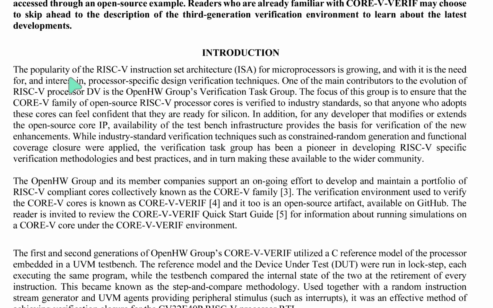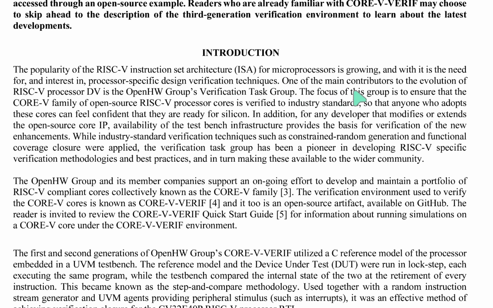Introduction. The popularity of the RISC-V instruction set architecture, ISA, for microprocessors is growing, and with it is the need for and interest in processor-specific design verification techniques. One of the main contributors to the evolution of RISC-V processor DV is the Open Hardware Group's verification task group.